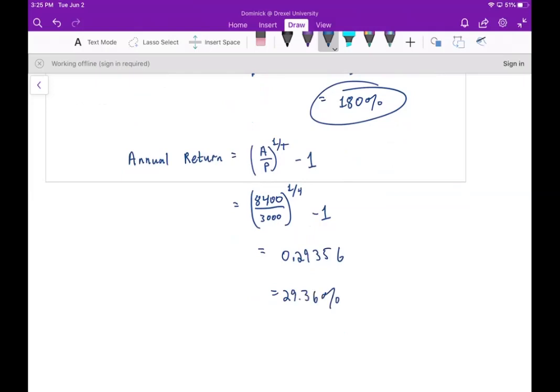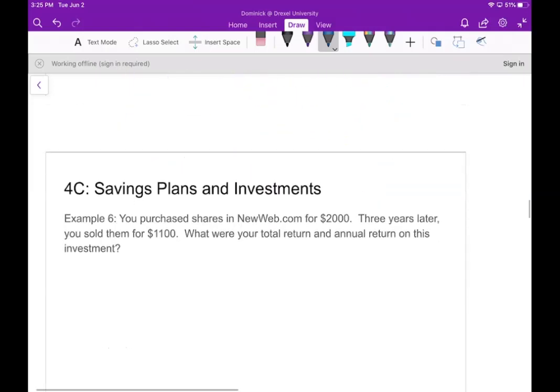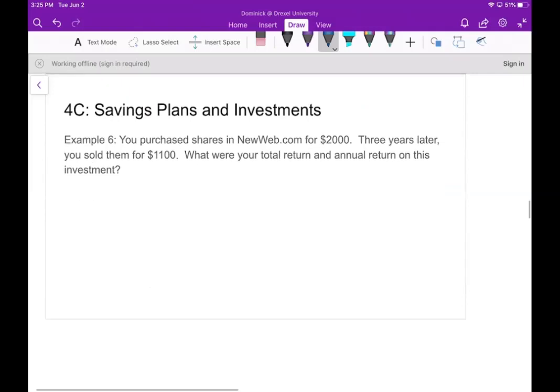We'll just round there. All right, so those are our total and annual returns there. Okay, so we'll do one more calculation involving this.